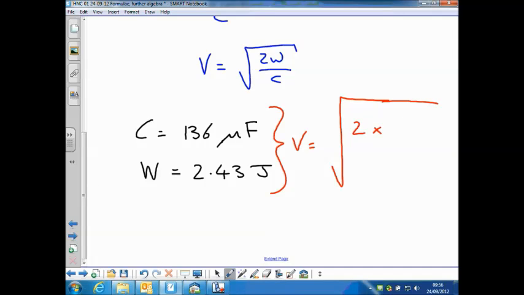2 times 2.43. How many micro is 10 to the minus, no, that's milli, minus 6. So it'll be 136 times 10 to the minus 6. So that's what you're going to key into the calculator.